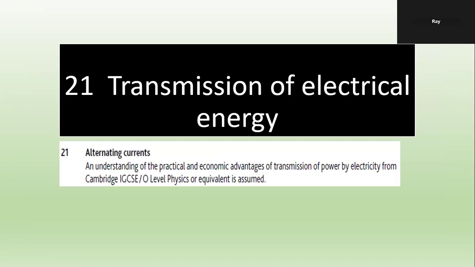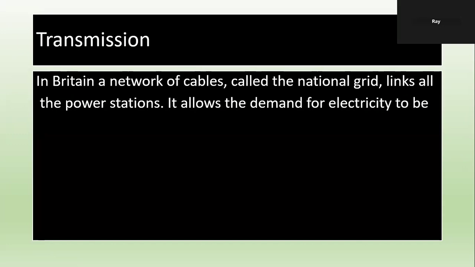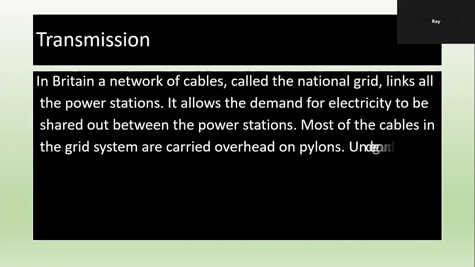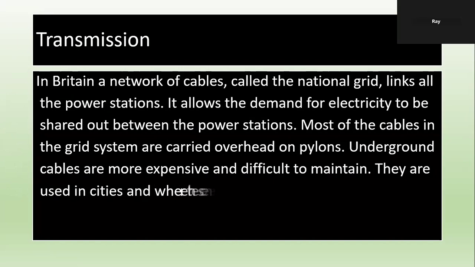Okay, let's go briefly over what you have learned before in your IGCSE on transmission. In Malaysia, like Britain, a network of cables called the National Grid links all the power stations. It allows demand for electricity to be shared out between power stations. Most of the cables in the grid system are carried overhead by pylons. Underground cables are more expensive and difficult to maintain. They are used in cities and where the scenery must not be spoiled.